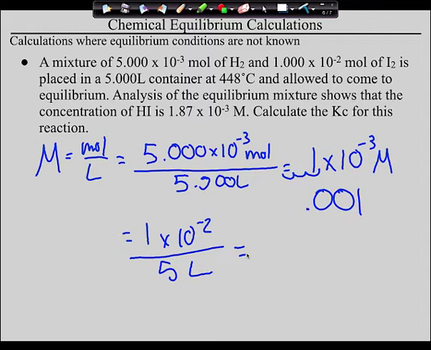So 0.002. You good to there? Okay. So 0.001 molar, 0.002 molar. So what do we do?